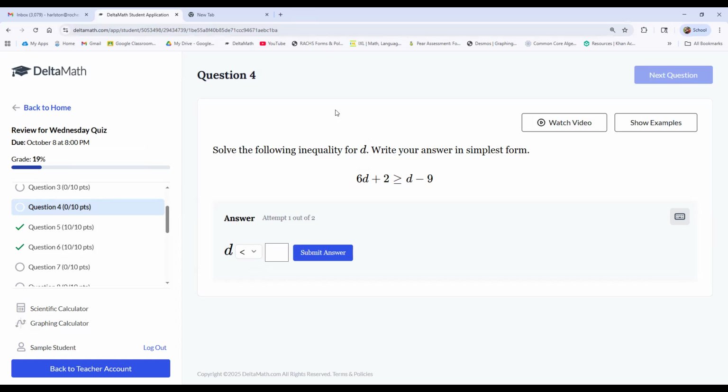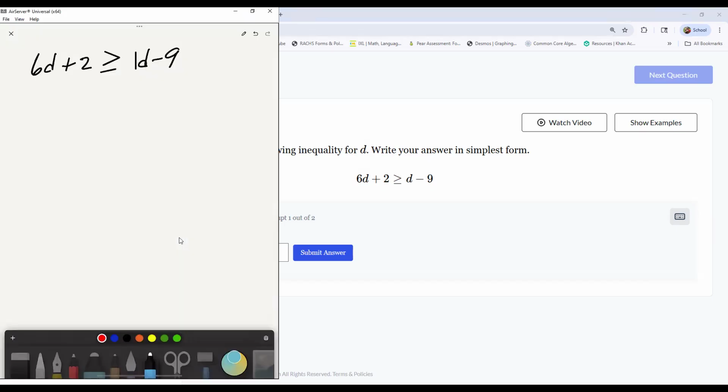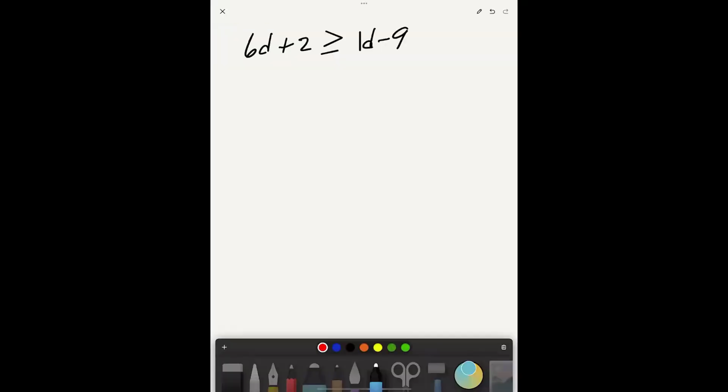All right, so now I have an inequality. 6d plus 2 is greater than or equal to d minus 9. So let me write that down. So that's going to be 6d plus 2 is greater than or equal to 1d minus 9. And then I am going to just box everything up. Box, circle, box, circle. Now, I don't need to combine any terms because I got one term, one variable, and one constant on both sides.